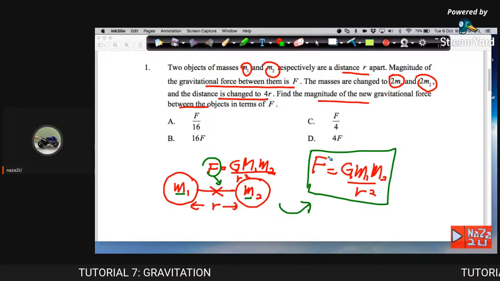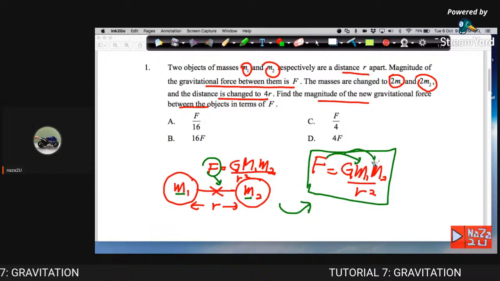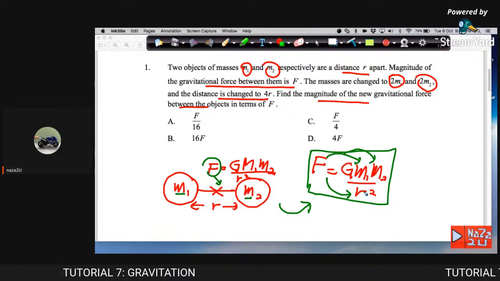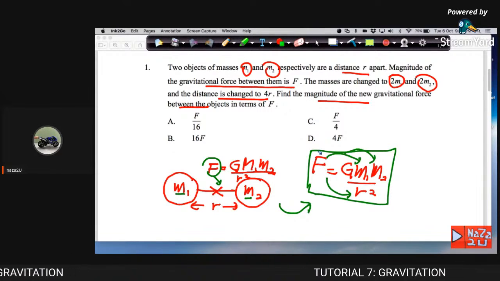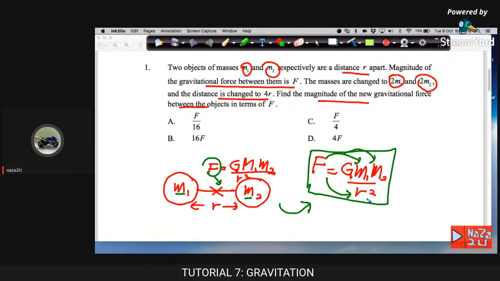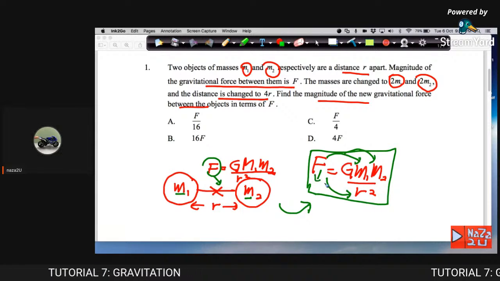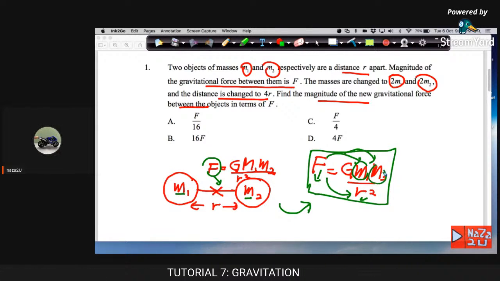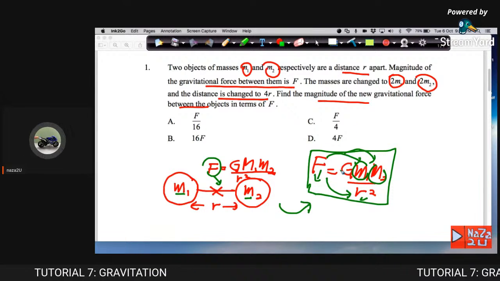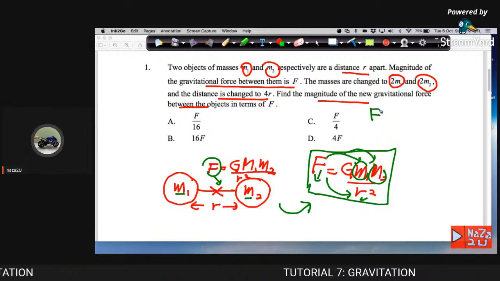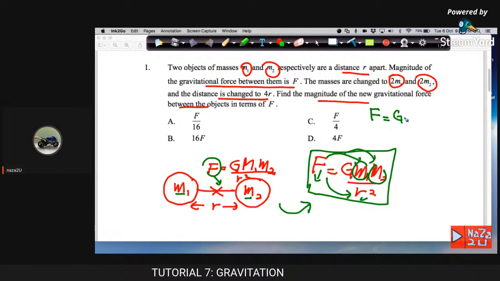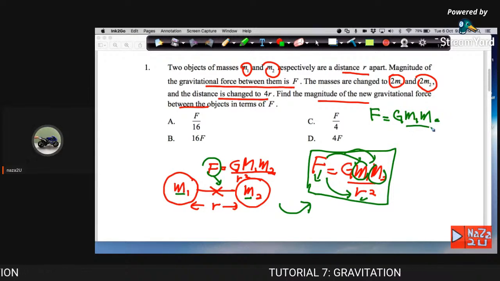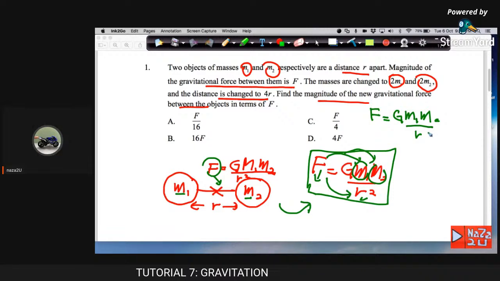So meaning the force here depends on the masses, and depends inversely proportional to the distance. Maksudnya kalau G semakin besar, ataupun force semakin tinggi, ataupun kalau jarak dia, distance itu semakin tinggi, force itu semakin rendah. This depends inversely proportional to the radius r and proportional to the mass m. Tapi dalam kes ini dia kata mass itu berubah. Asalnya kita ada force G m1 m2 divided by r square.